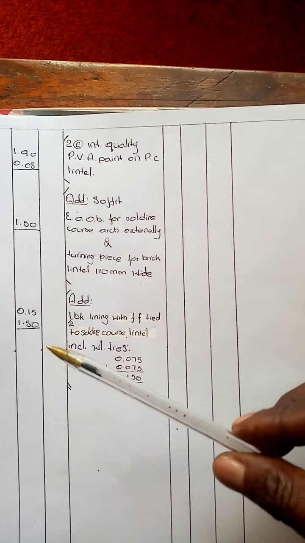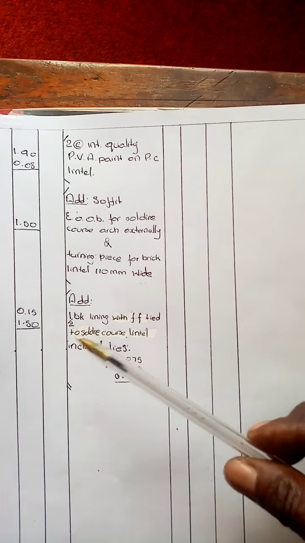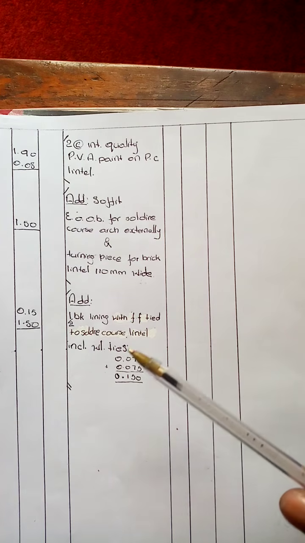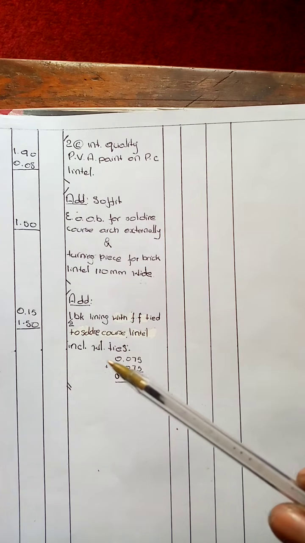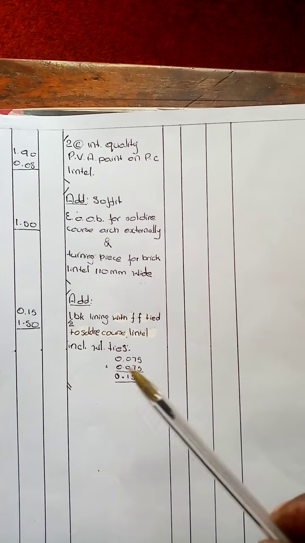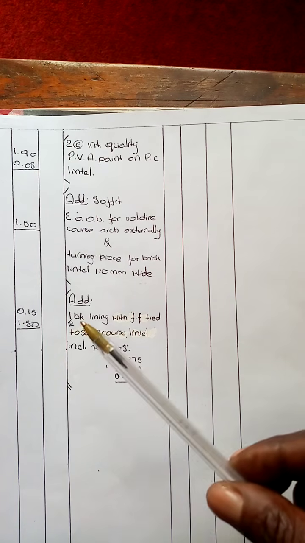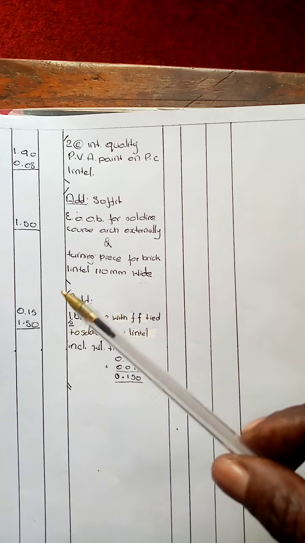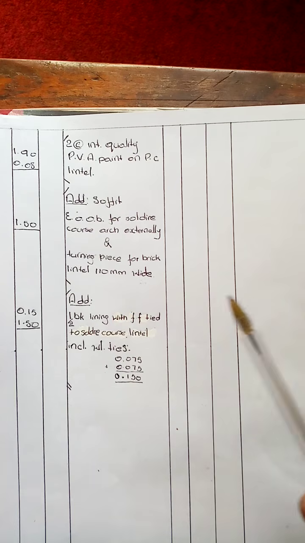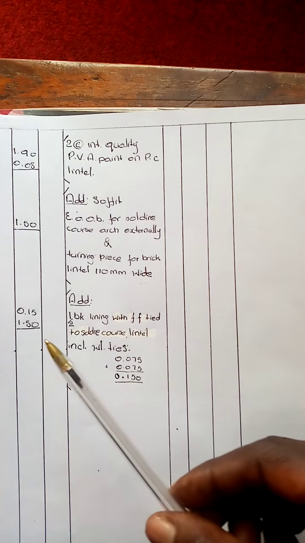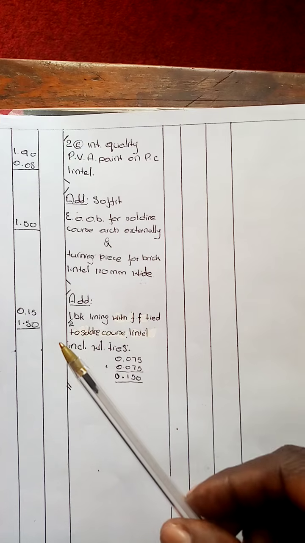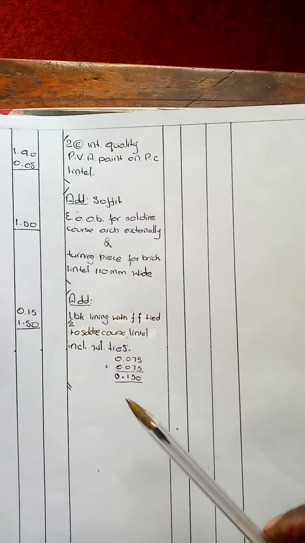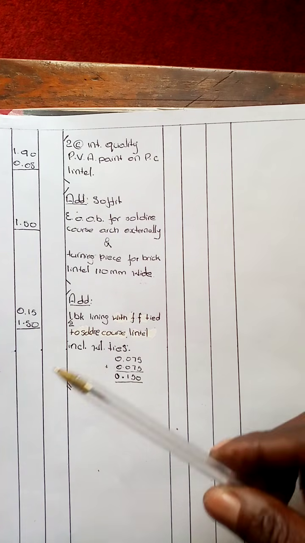You need that wall, half brick lining with face tied to soldier course lintel, including wall ties, and then you will have to put those wall ties so as to make it strong. So to book, it is 0.15, it is 150 millimeters high, and the width is 1.5 meters. Then you finish your measurement. That's how it ends.